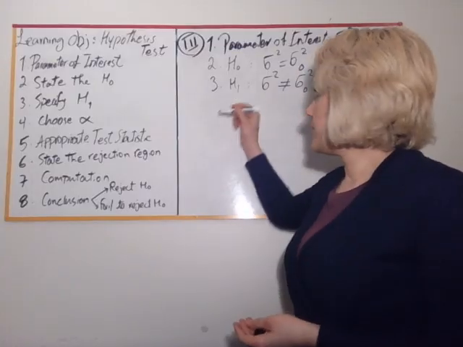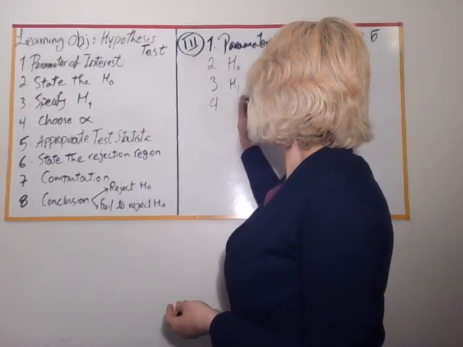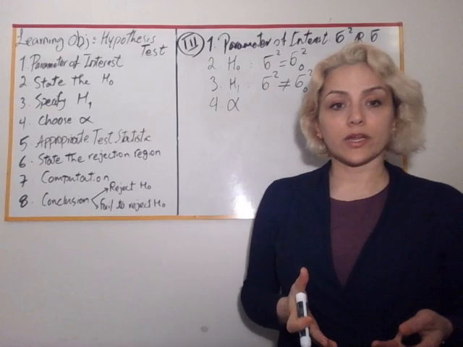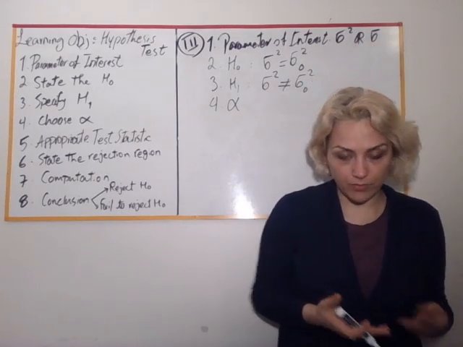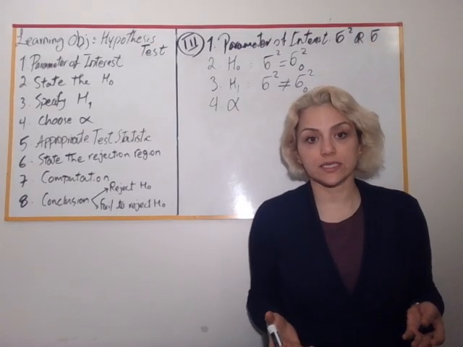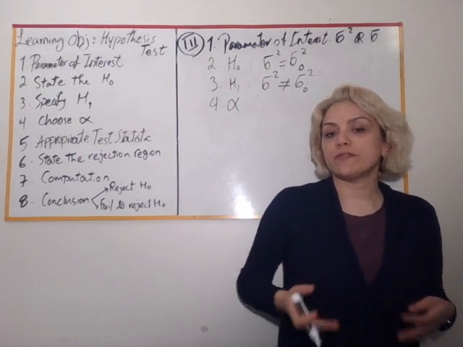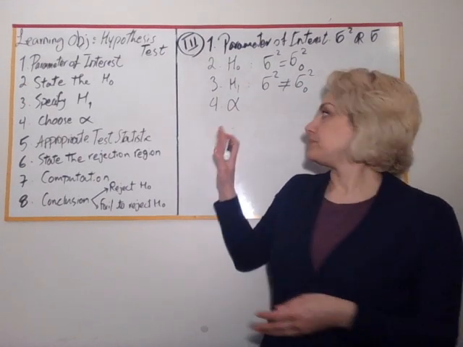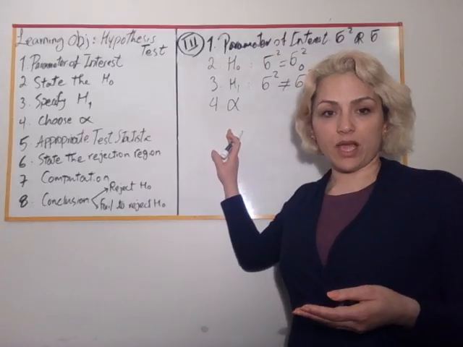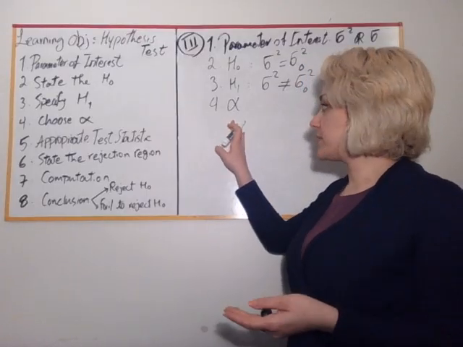The fourth step is going to be choosing the alpha. For example, if you're looking for a 95% confidence interval, the level of significance is going to be 5%. We have different alphas, but most of the time we will see that alpha is equal to 5%.